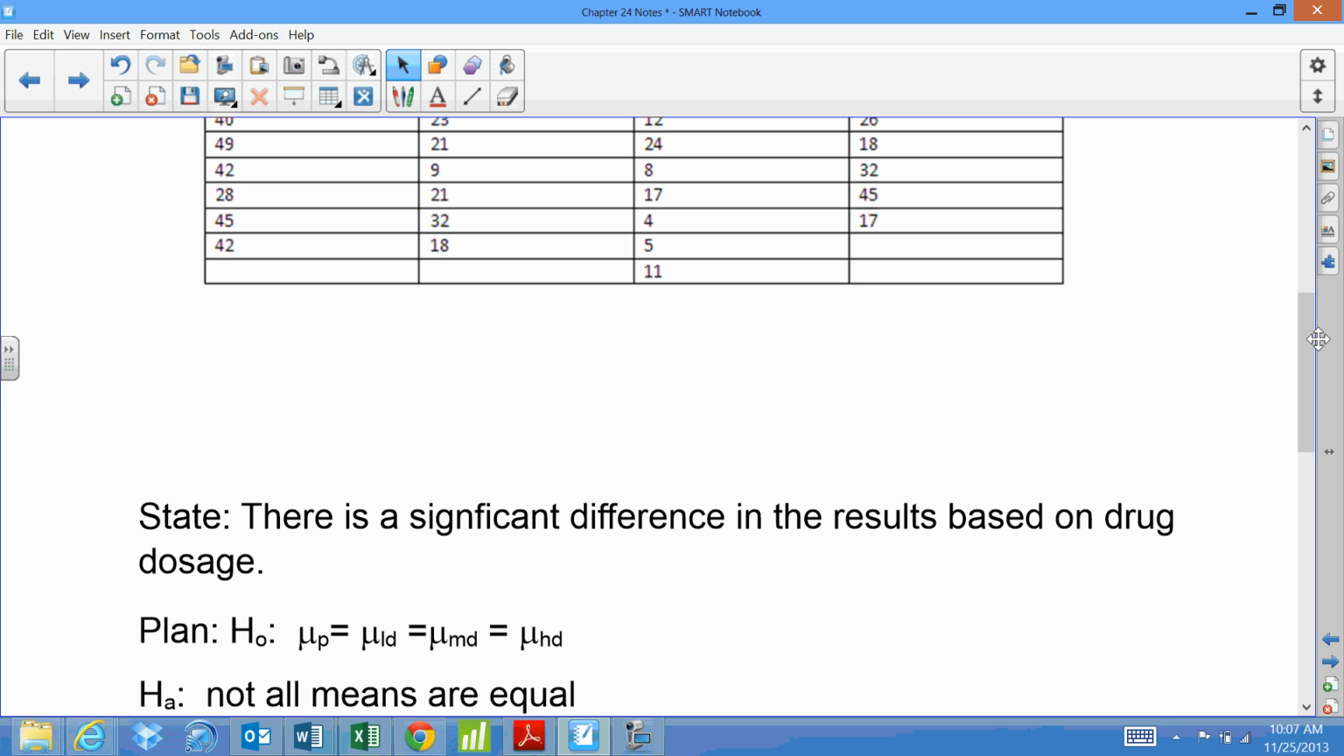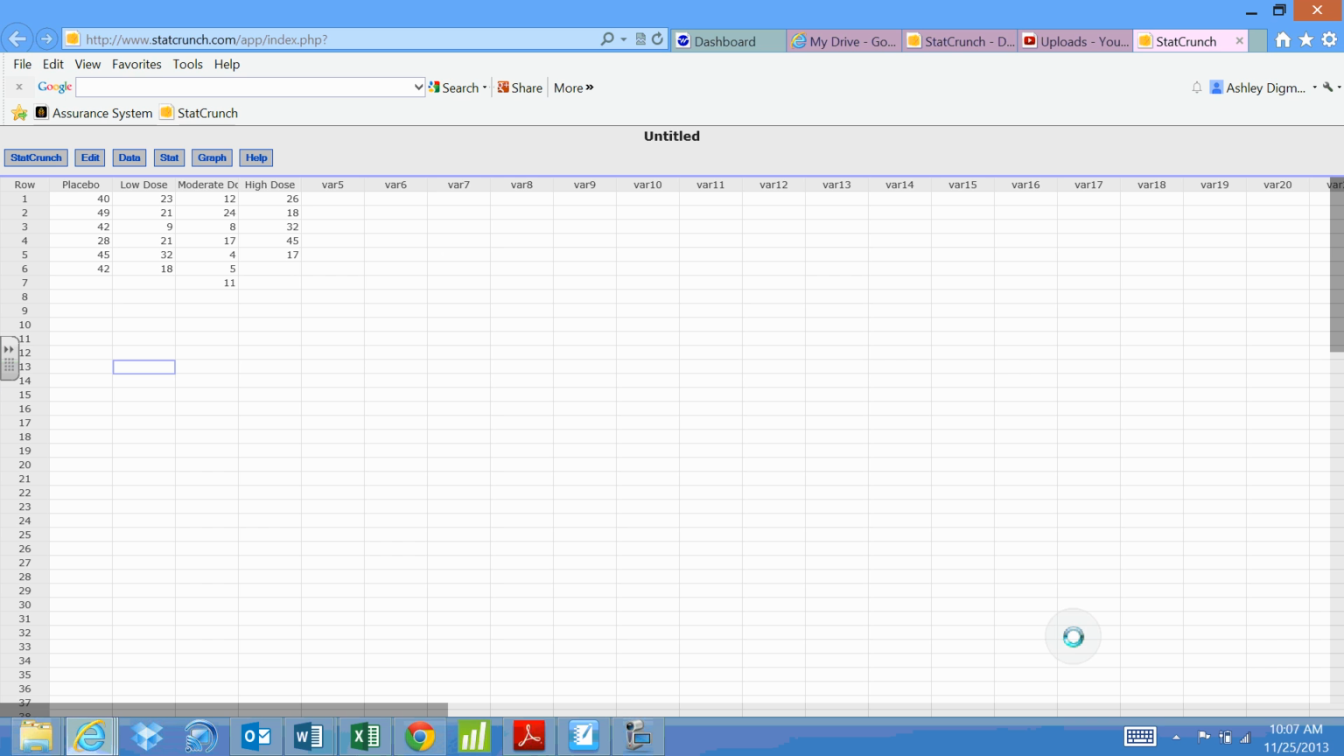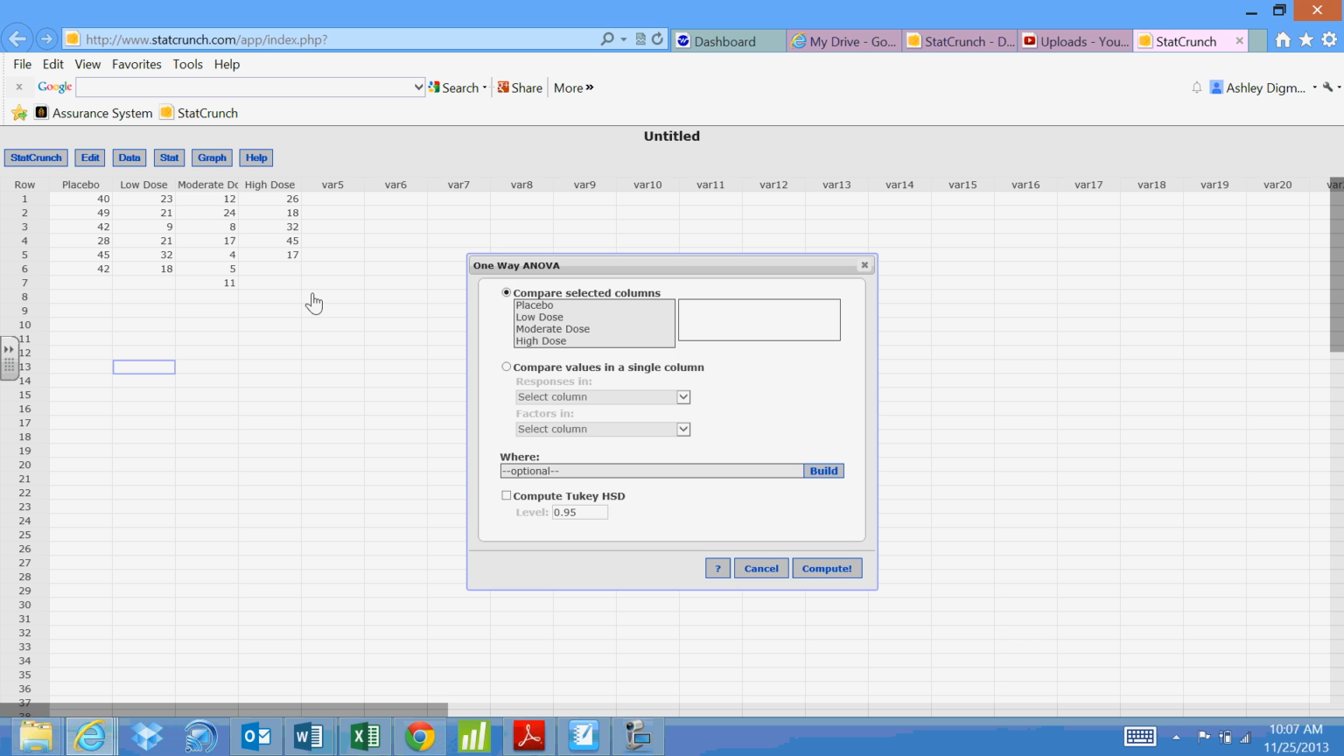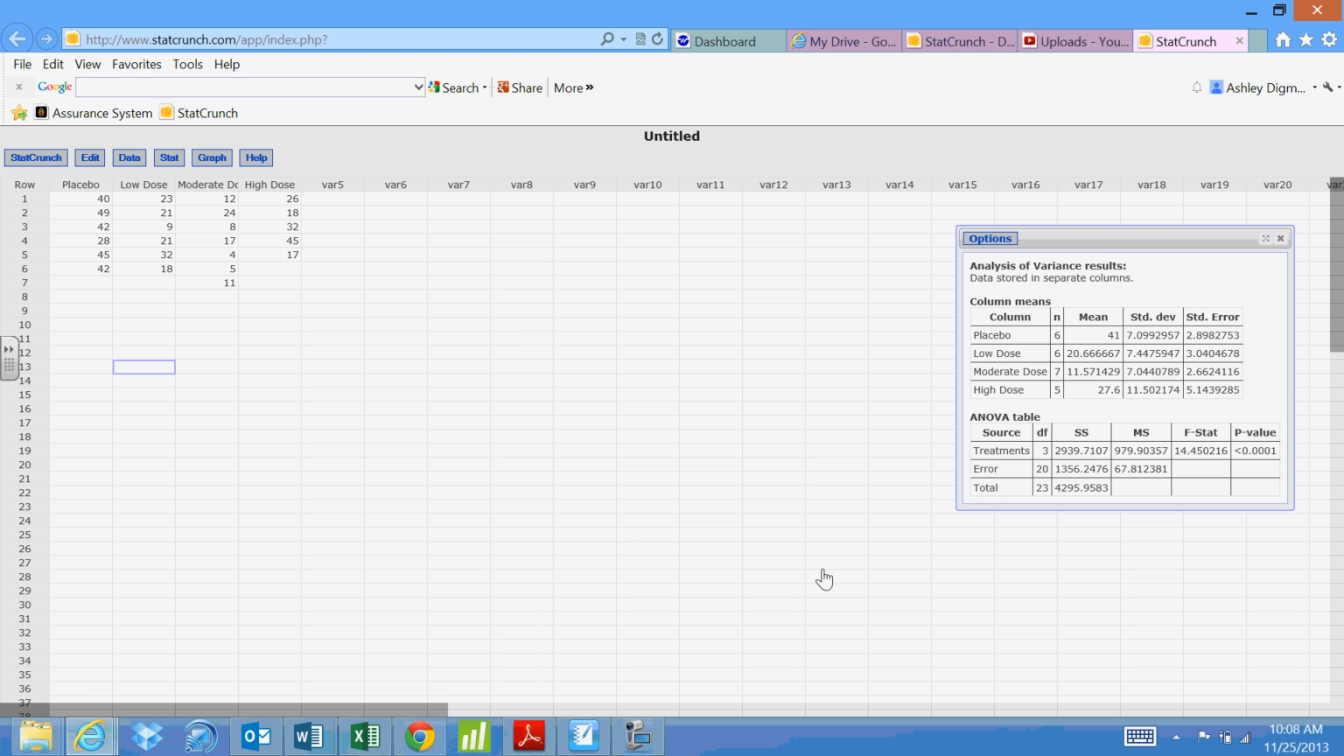So we go over to StatCrunch here, and if you want, feel free to type in your data. Once you do that, feel free to pause it. Then I'm going to walk you through the ANOVA here. To do the ANOVA, you're going to go to Stat, ANOVA, and we are doing a one-way ANOVA. To get all of them in there, you'll click on the first one, hold down the Shift key, and then click on the last one, and it should select all four of them. And then all you need to do is hit Compute.